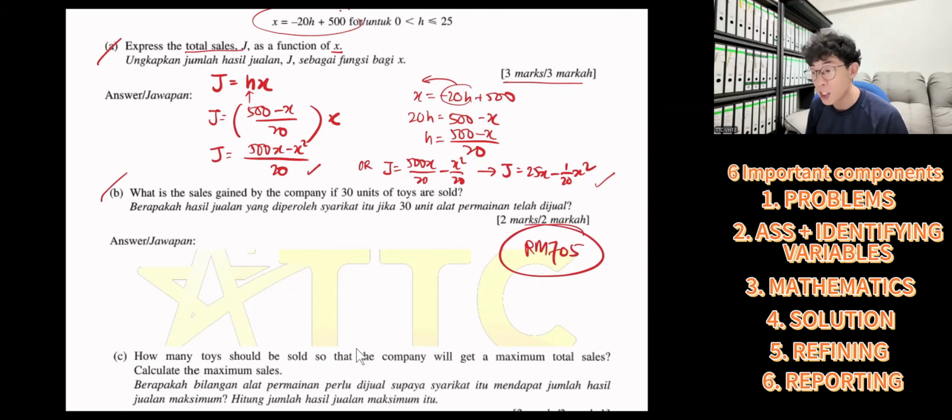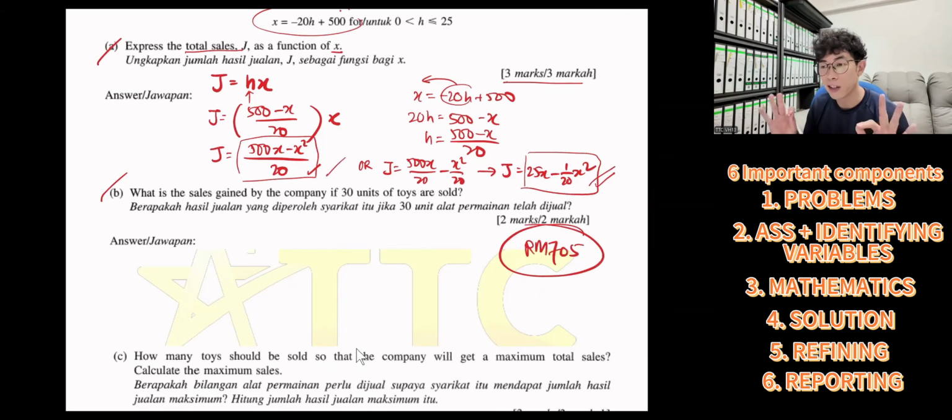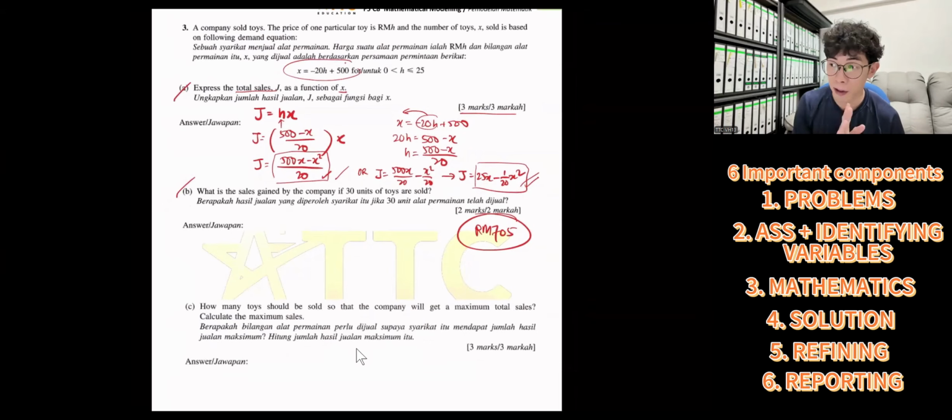The answer is RM705. You take any of the equations that you have, depending on which one is your final answer, and replace the 30 into it, use the calculator, done. As for C, if any of you did C already on your own, you can type your final answer to me.